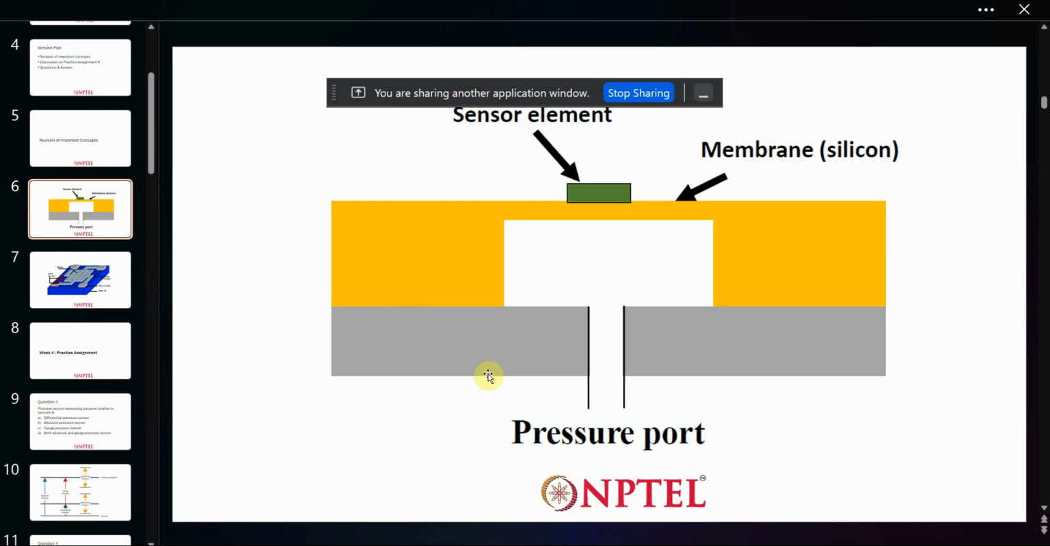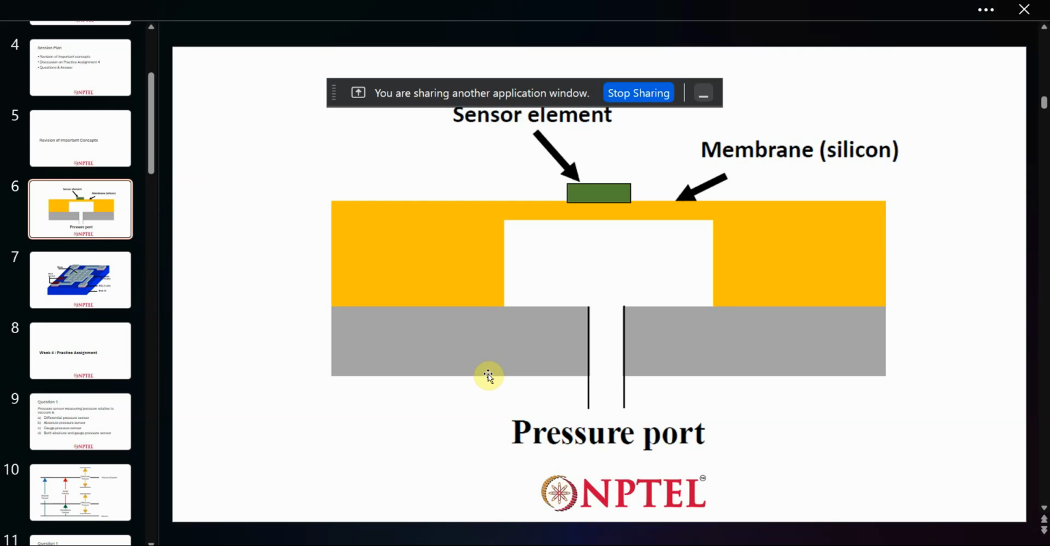So first you have to do the etching of the silicon membrane. Then the second thing is, you want to get the sensing element in place.